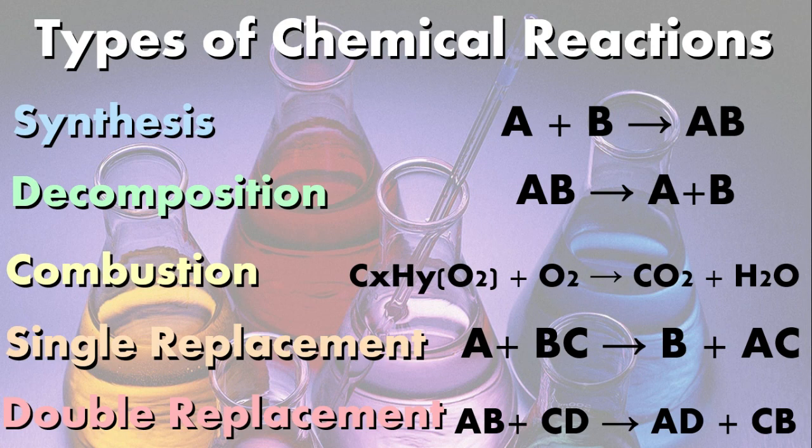Now, in double replacement, what you have to remember is that the ions are interacting. So the compounds will switch ions. The formula will be AB plus CD will yield AD plus CB.